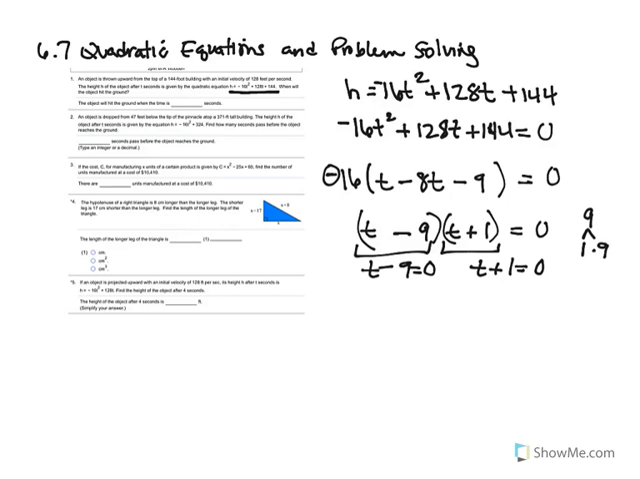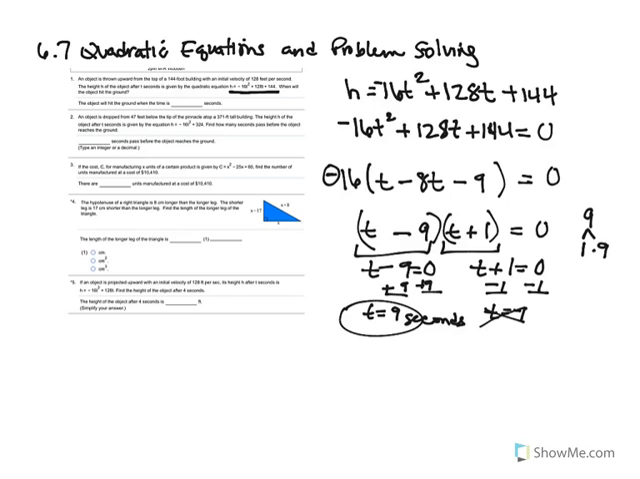So t minus 9, I add 9 to both sides. So t equals 9. t plus 1 equals 0, I subtract 1 from both sides. So t equals negative 1. And so I have this as my answer. What am I looking for? This is a word problem. I'm looking for how long it takes the object to hit the ground. Well, time can't be negative. So the only answer is 9. So that would be 9 seconds.